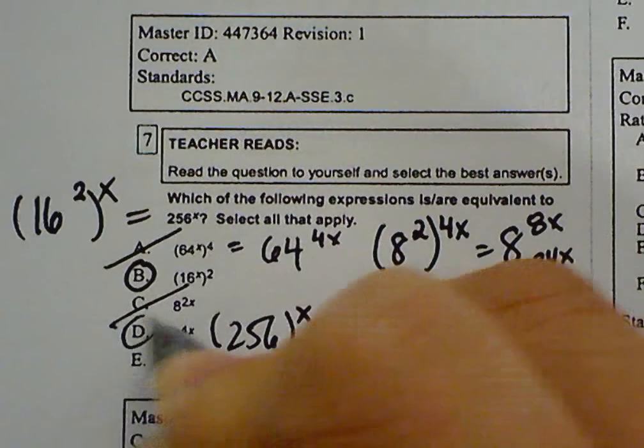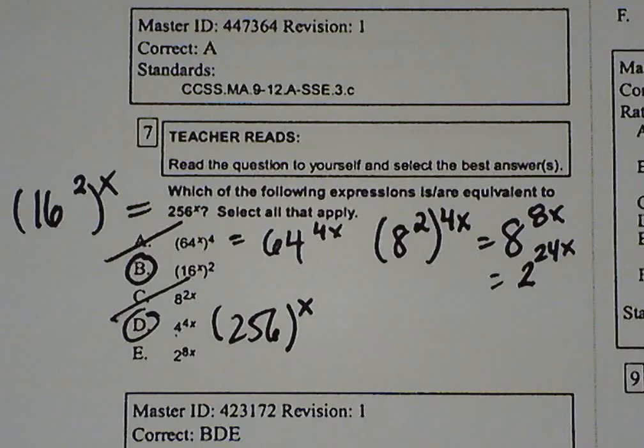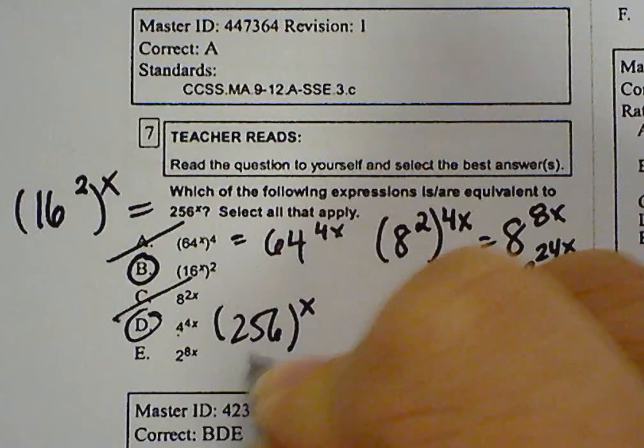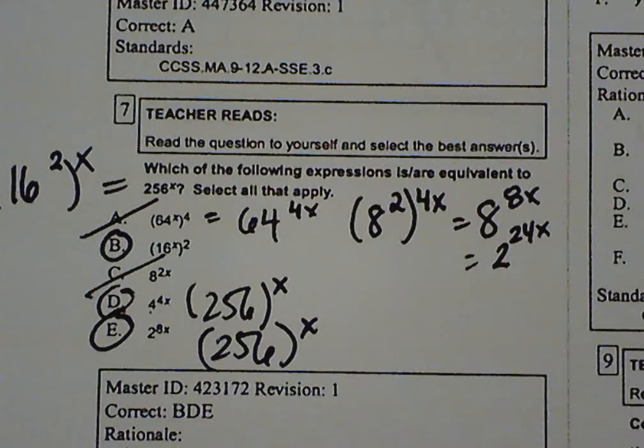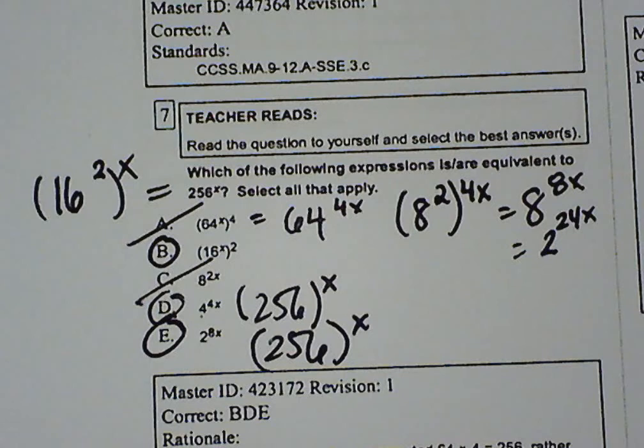What's 2 to the 8th? 2 to the 8th is 256? Okay, so we're good. So it's A, B, D, and E. Sorry, B, D, and E. Did I say A? Yeah. Oh, B, D, and E.